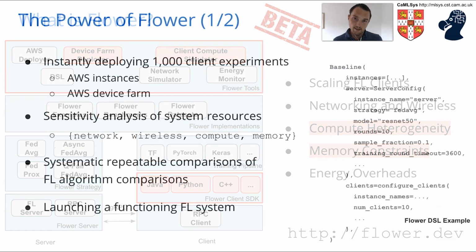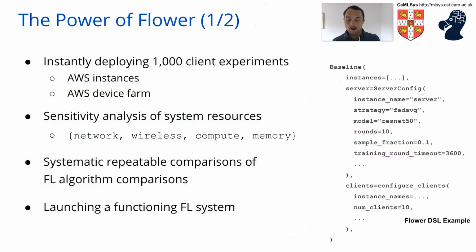Now, here's a quick snapshot of the different types of use cases we think Flower is going to be incredibly powerful for enabling. I mentioned the scalability. On the right-hand side here is a snippet of an actual configuration script. So within a matter of 20 lines, you can have Flower start 50 different instances within AWS to run your algorithm and test it in a real system where actual instances are exchanging real information. You can see all the different implications of your algorithm design.